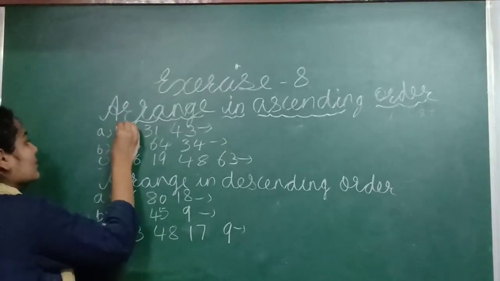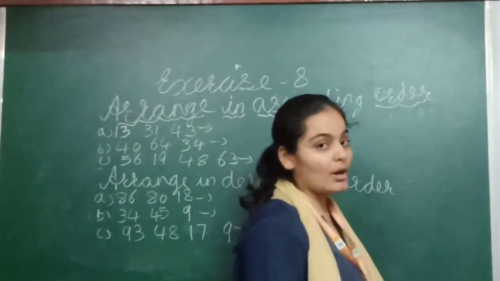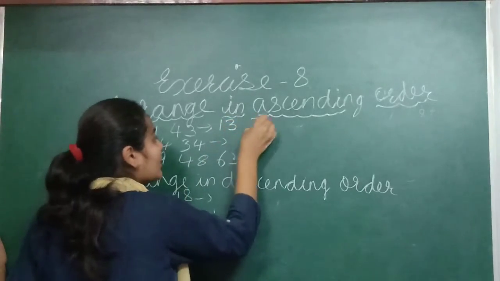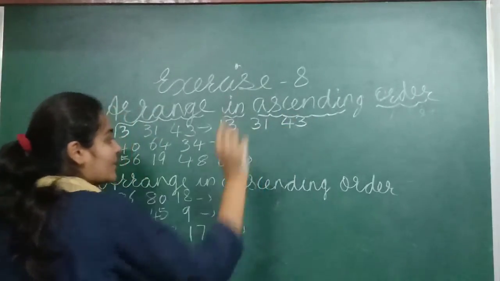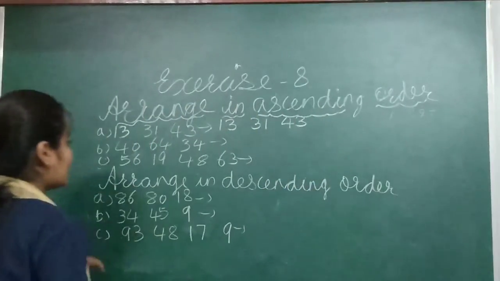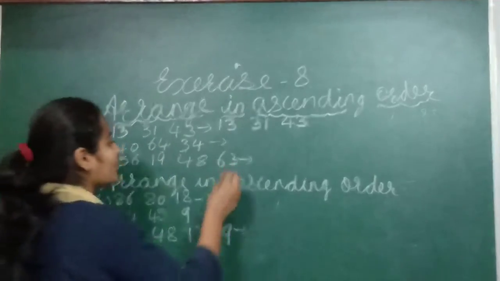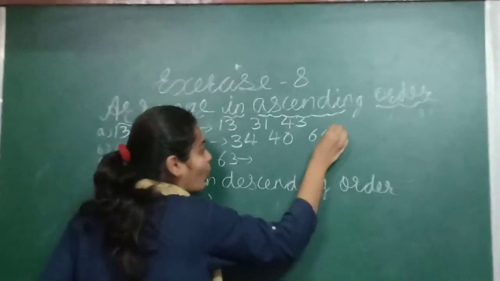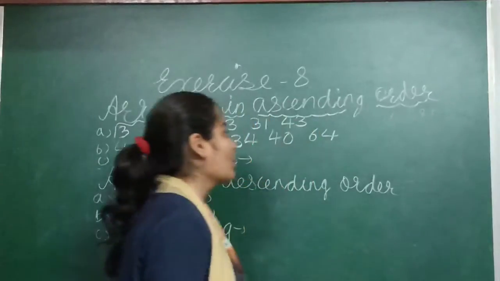Yes, now question 1. 13, 31, 43. So which number is the smallest? 13. Then 31. Then 43. This is the smallest number and this is the biggest. Likewise, smallest to biggest. Okay. Next: 40, 64, 34. So which number is smallest? Yes, 34, then 40, then 64. So 34 is the smallest and 64 is the biggest.